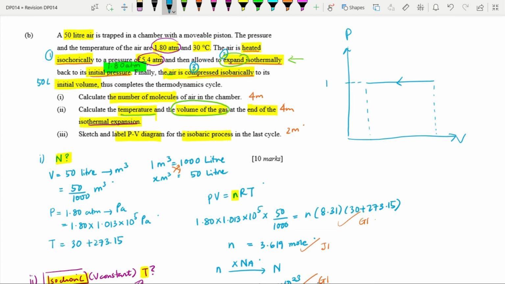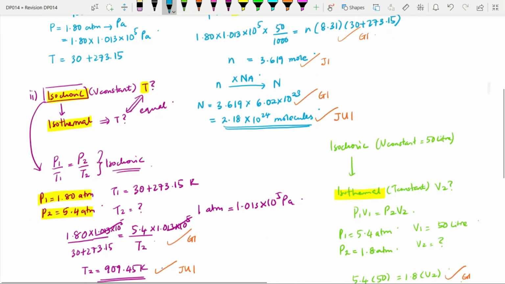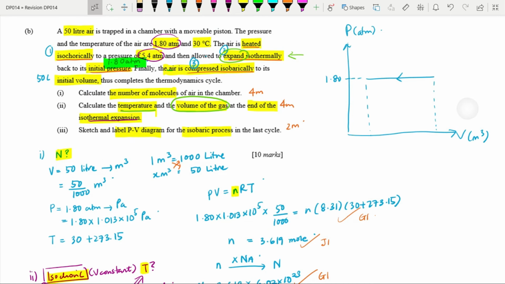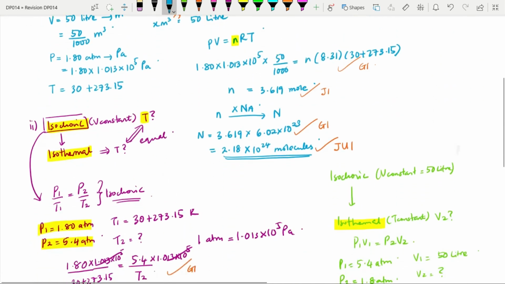So, kalau nak label 1.8, so kena label as atm lah. Okay, volume kita dapat dalam M cube tadi kan? Okay, waktu isothermal, volume kita dah berapa tadi? Volume kita 50 kan? Sorry? Compress isobarically to its initial volume. So, maksudnya dia pergi kepada initial volume which is 50 liter. Okay, 50 liter nak convert pada meter cube, dia jadi 0.05. Kemudian, waktu isothermal tadi, volume dia expand kan? Dia jadi berapa tadi? 0.15.